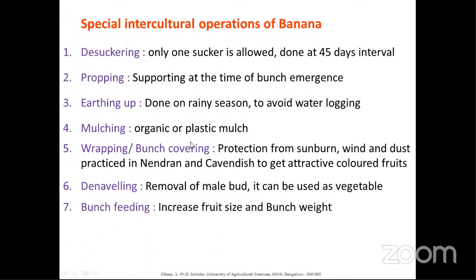Okay, it is desuckering, propping, earthing up, mulching, wrapping, and denavelling. That is removal of the male bud, which after removal can be used as a vegetable. And also bunch feeding. This is one of the important techniques. It is done after denavelling only, after the male bud is removed. This bunch feeding technology has been developed by IIHR only.